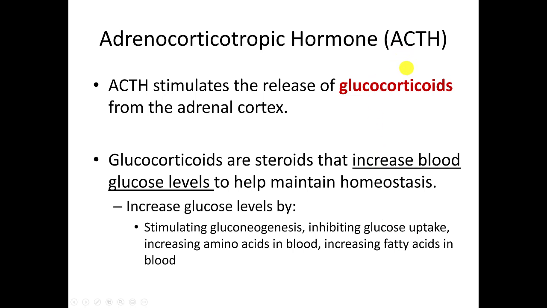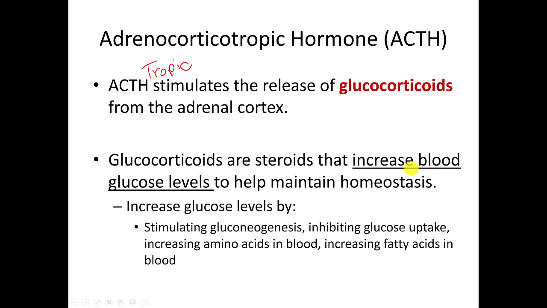Another hormone coming from the anterior pituitary is called the adrenocorticotropic hormone. For short, we call it ACTH. And this one stimulates the release of another hormone called glucocorticoids from the adrenal cortex. So this is also considered a tropic hormone, just like thyroid stimulating hormone. Now we'll talk more about glucocorticoids toward the end of the chapter, but these are steroids that increase blood sugar levels to help with homeostasis.